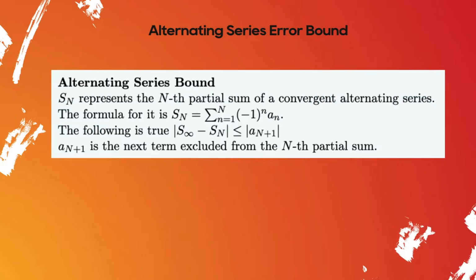So the difference between these two will be bounded by the n plus 1th term, which is the first term not included in the nth partial sum. So let's look at an example.